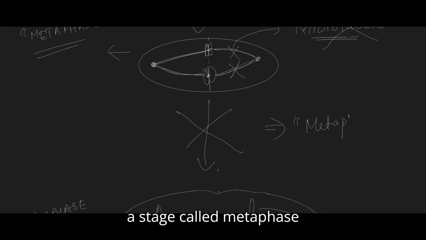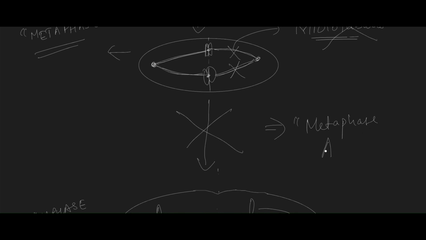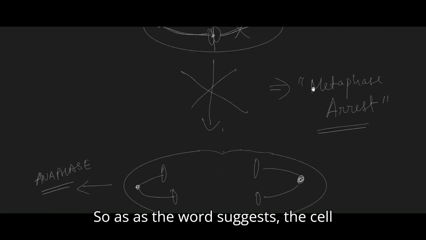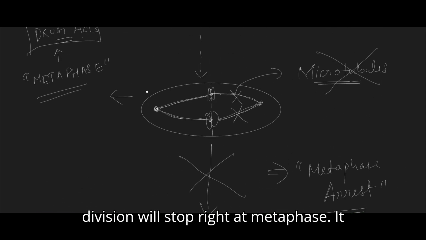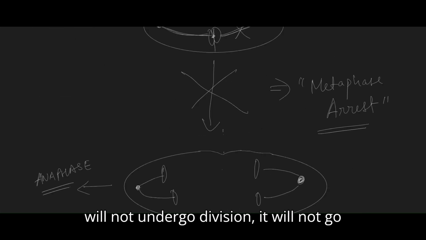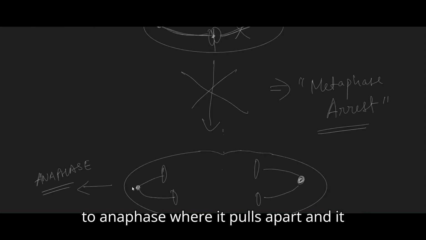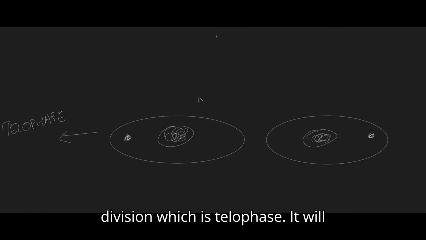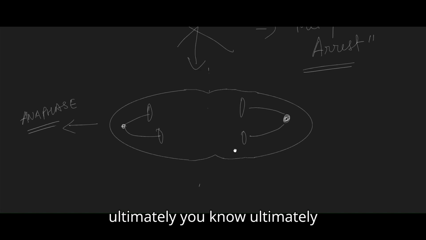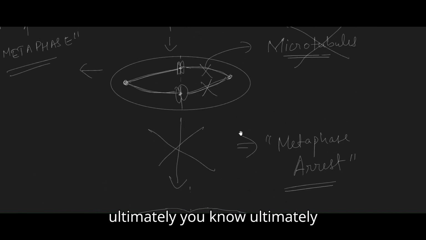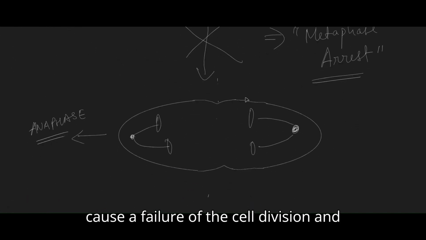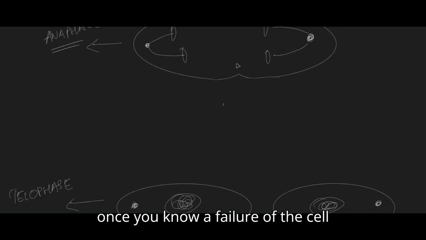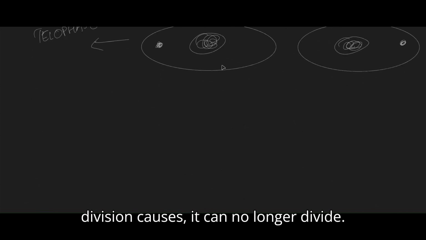a stage called metaphase arrest. As the word suggests, the cell division will stop right at metaphase. It will not undergo division. It will not go to anaphase where it pulls apart, and it will not lead to the ultimate cell division, which is telophase. It will ultimately cause a failure of the cell division, and the cell can no longer divide.